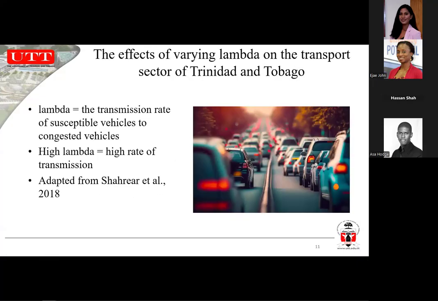Right. So next, we will look at our second experiment, which deals with variant lambda. And lambda is defined as the transmission rate of susceptible vehicles to congested vehicles. High lambda is equal to high rate of transmission.